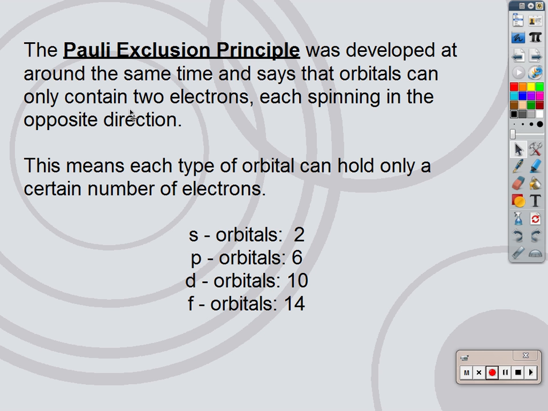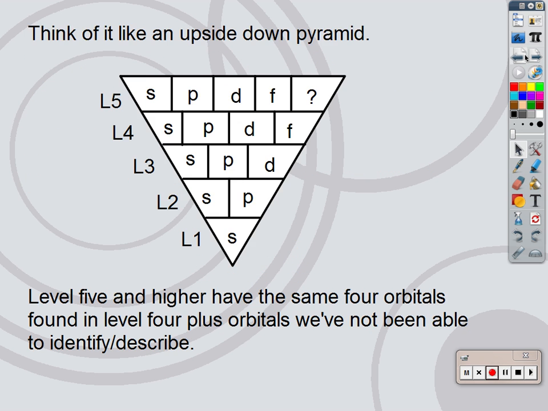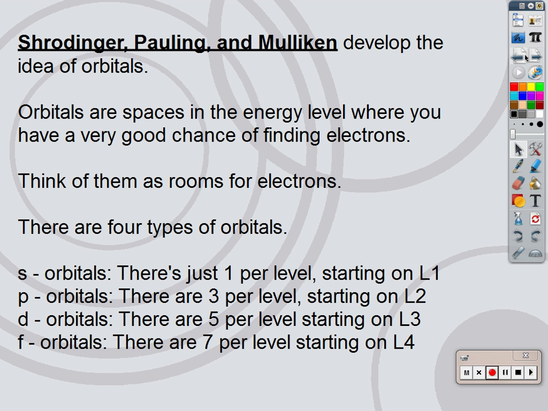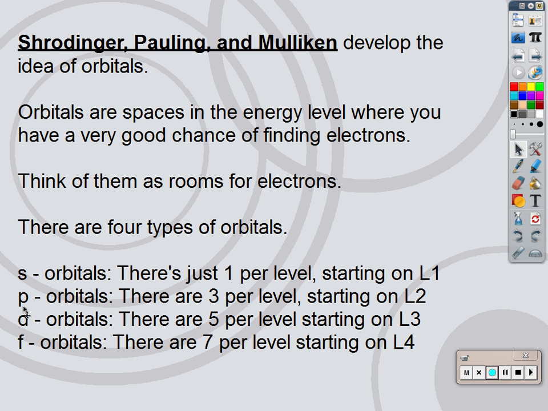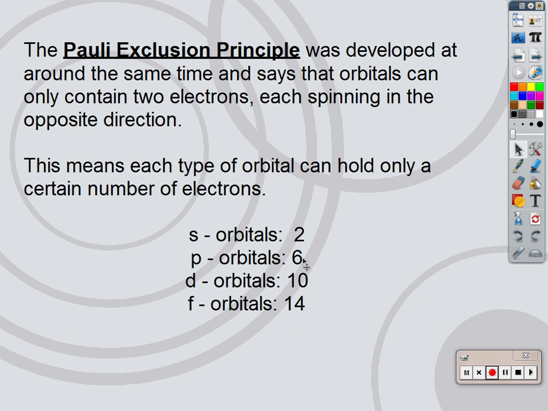So s orbitals. Again, as I said when we talked about Schrödinger-Mulliken, there's one of those per level. Because there's only one s orbital, it can hold only 2 electrons. P orbitals, there were 3 of those. There's 3 compartments labeled p, and each one can hold 2, for a total of 6 electrons.